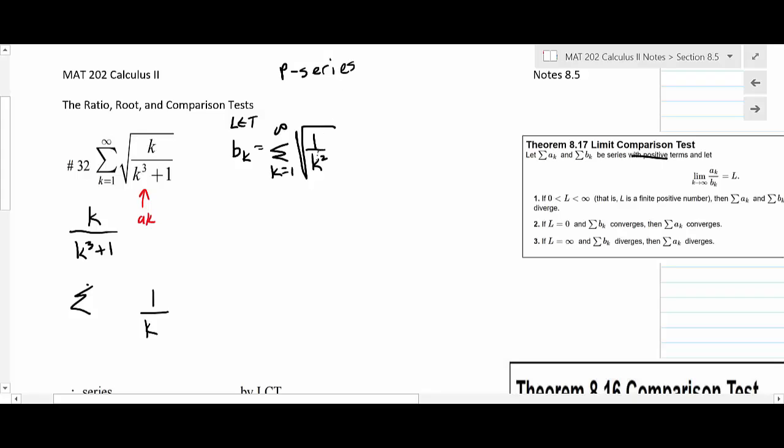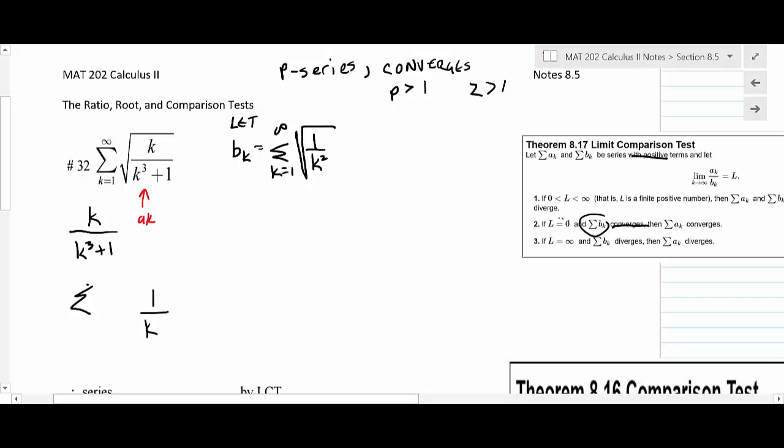Does that P series that I chose converge or diverge? Converges. How come? Because p is greater than 1. P is that exponent, so the 2 is greater than 1. Now if you read what the limit comparison test does, what we've established is that the series we're comparing it to converges.